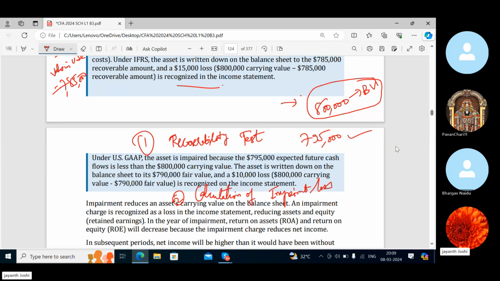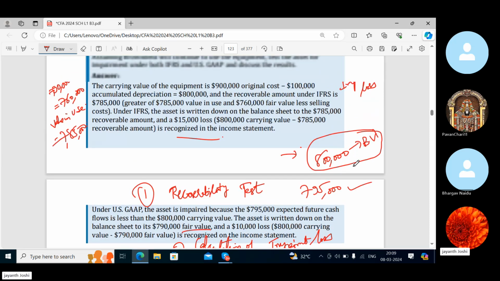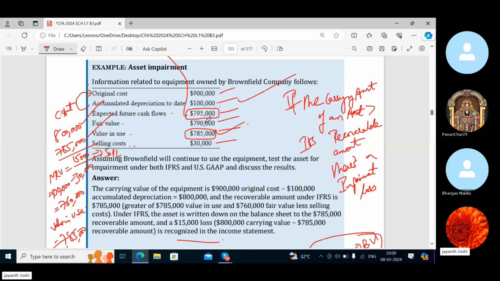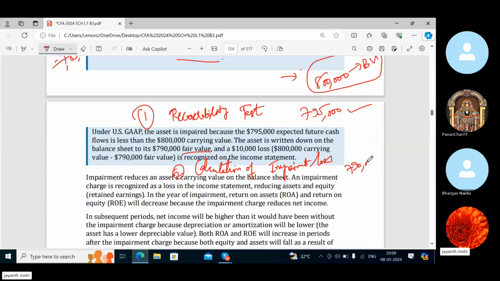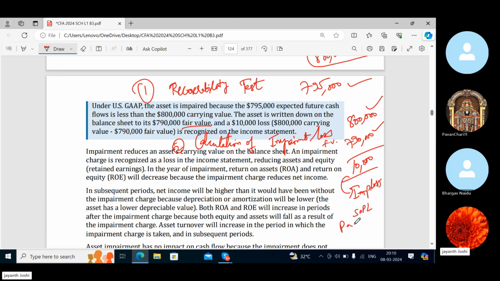In the calculation of impairment loss, what will you do? You will just take your fair value, no treatment, nothing. Just take your fair value, not net realizable value. So fair value is 790 and the carrying amount is 800,000. You are showing more, you are getting less. So 10,000 is the impairment loss, which goes to SOPL or P&L account. Any doubt, you can ask me right now and clarify. Okay, just check this out.